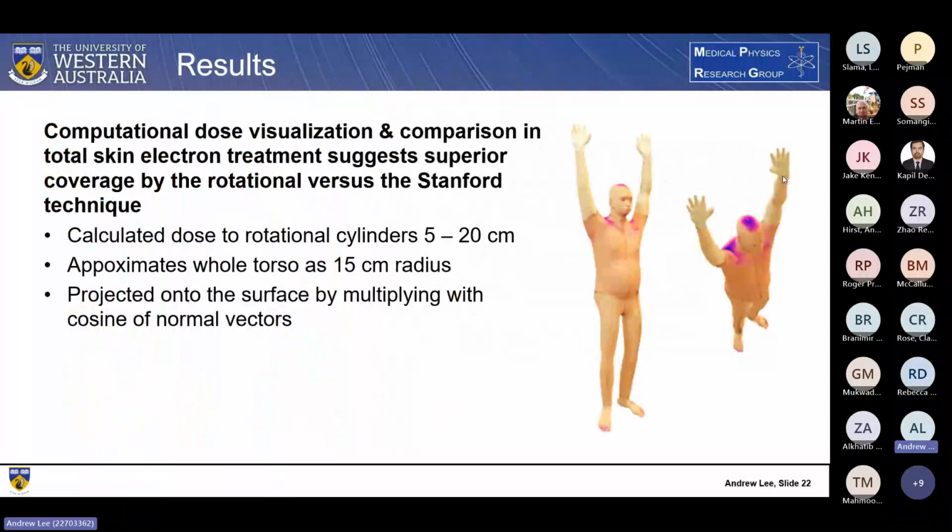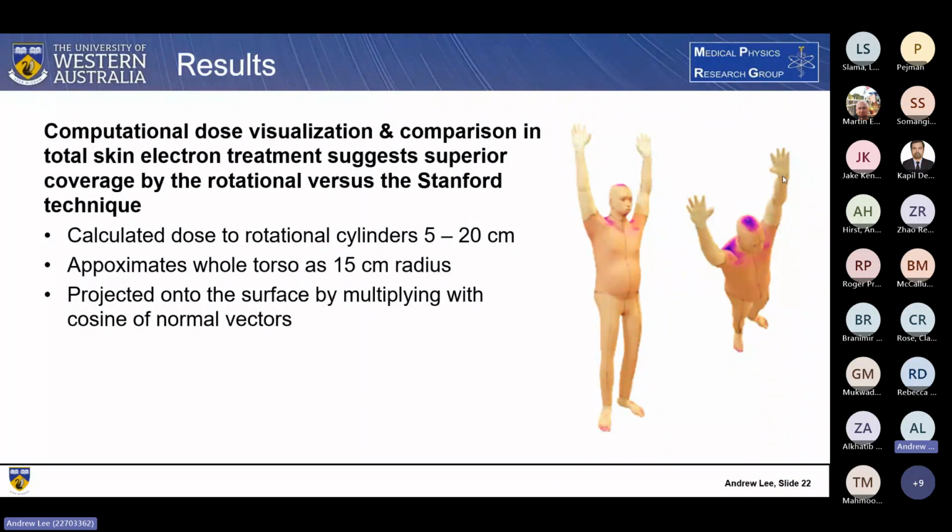So I want to compare this to other state-of-the-art technologies. Earlier I mentioned that Monte Carlo isn't really appropriate, and to some extent that is still the case. This was a study conducted last year, and this is with Monte Carlo, although it's a slightly different approach. They first simulated dose to rotational cylinders at extended SSDs of 5 to 20 centimeters. Then they manually labeled areas of the body with a certain radius. They said the torso was 15 centimeters, and projected the dose from the rotational cylinders onto the surface by multiplying with the cosine of a normal vector to a horizontal beam.